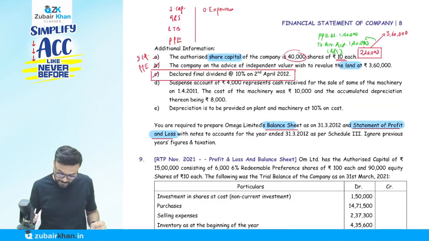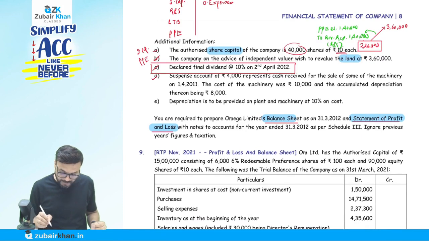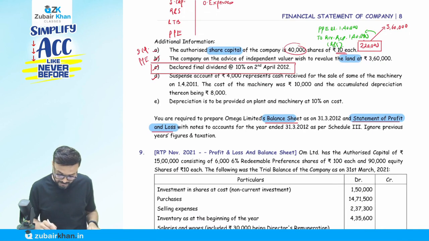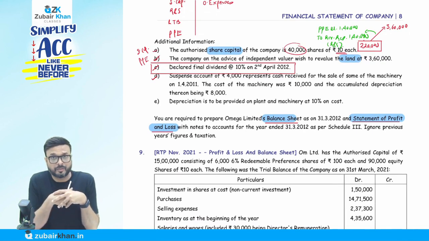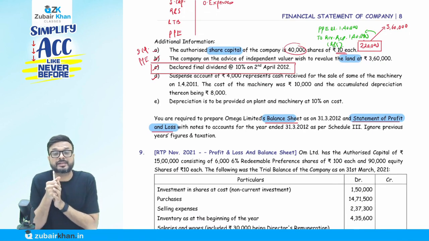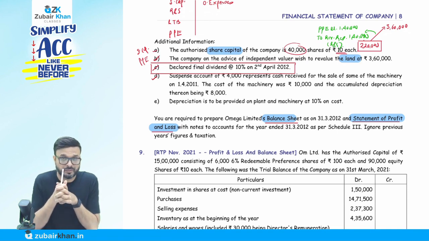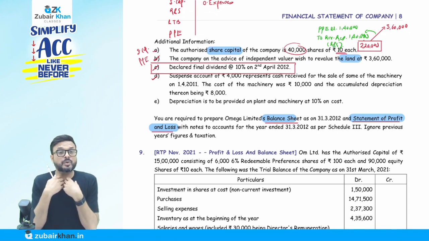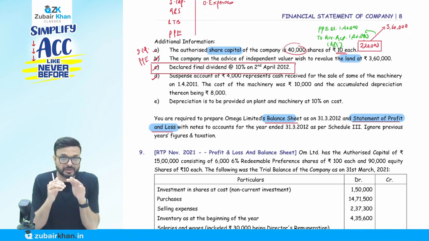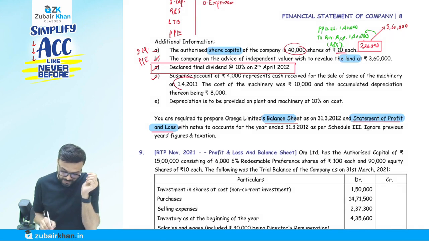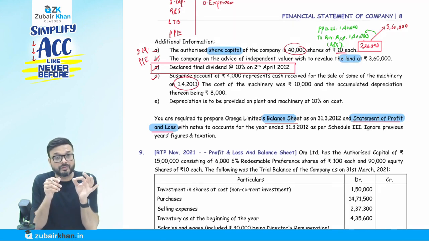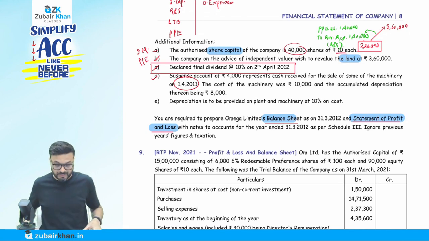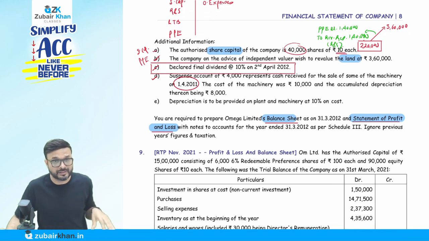Now come here. The point number D, and this is new. You just have to listen very carefully. Let me first read it. The suspense account of rupees 4,000 represents cash received for the sale of some of the machinery on 1st of April 2011. So at the starting of the year, they sold some of the machinery.